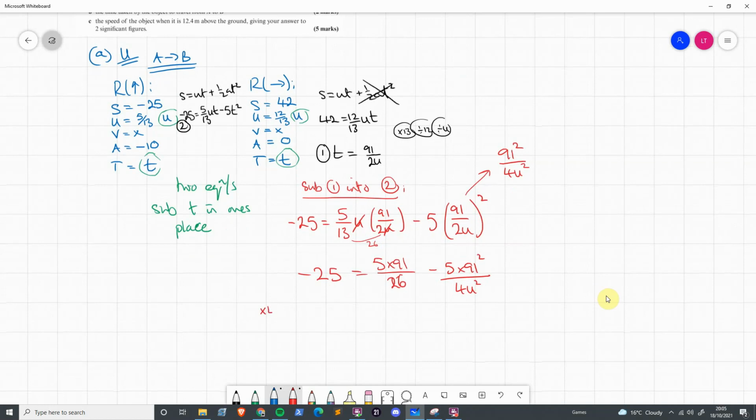Probably going to times by 4u squared. So minus 100u squared. I will need to get the calculator out to start figuring this out. So 5 times 91 times 4, that's 1820u squared over 26. Let's divide that by 26, see if anything nice comes from it. Ah, that just goes to 70. So 70u squared minus, well, 5 times 91 squared. God, that's a ginormous number.